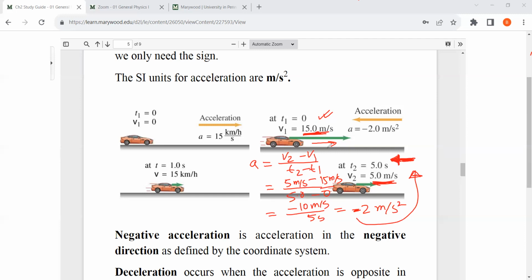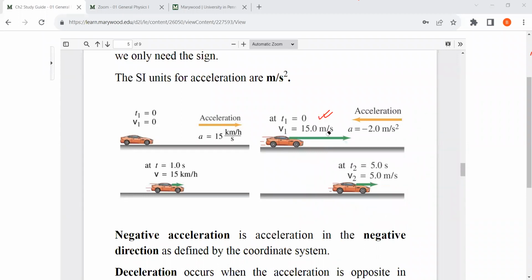Here you see that the yellow line tells us about the direction of the acceleration, and the green line is about the direction of the velocity. So when we are slowing down, the direction of the acceleration, we also call it the deceleration, is opposite of the velocity. When we speed up, the direction of velocity and acceleration are the same. When we slow down, the direction of the velocity and the direction of the acceleration are opposite of each other.